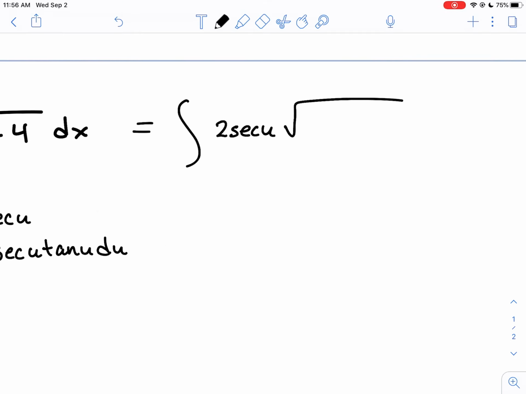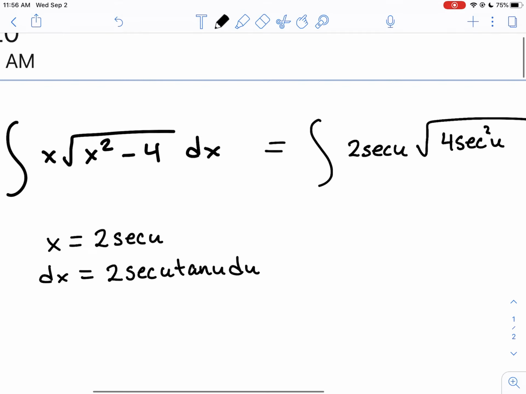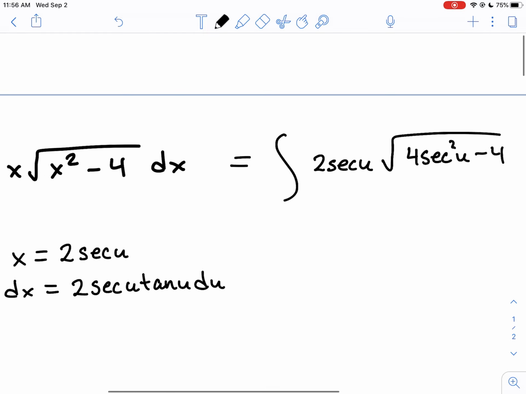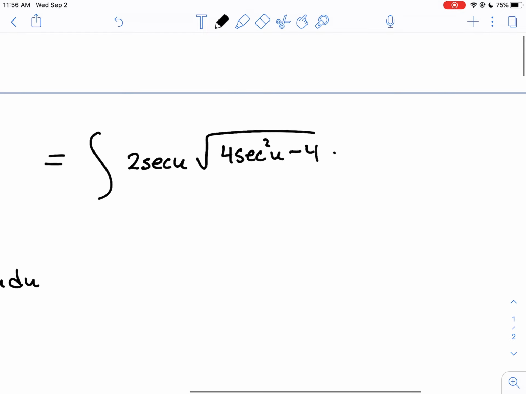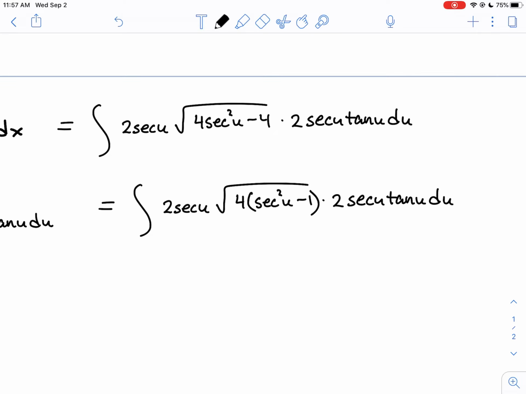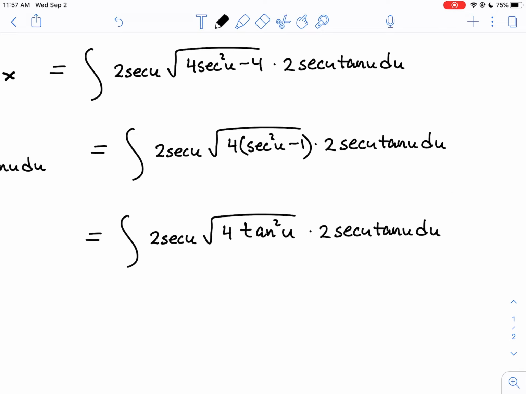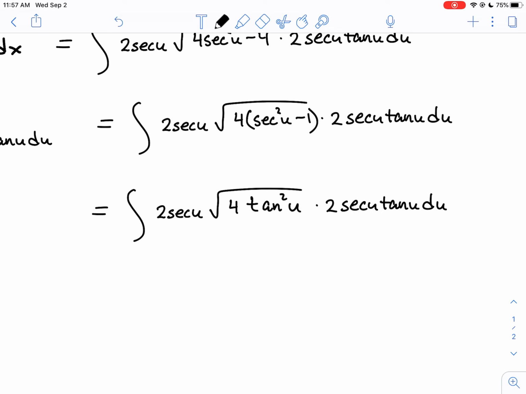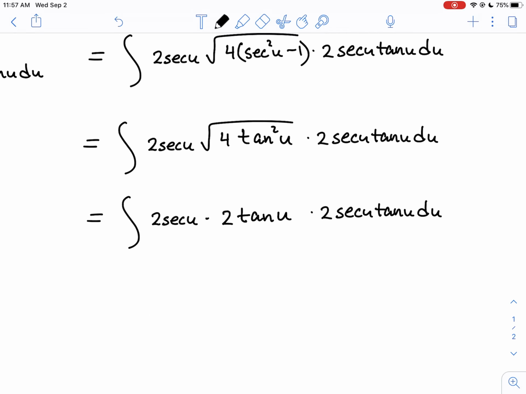So when I square 2 secant u, I get 4 secant squared u, and then we have the minus 4 next, and then we have the dx, which gets replaced with 2 secant u tangent u. All right, so the magic's going to happen right here when we get to use the Pythagorean theorem. I'm going to factor the 4 out, and then the Pythagorean theorem will change that secant squared minus 1 into tangent squared. And now I can square root the 4 and the tangent squared separately, another 2 and a tangent of u. Now combine all the constants.